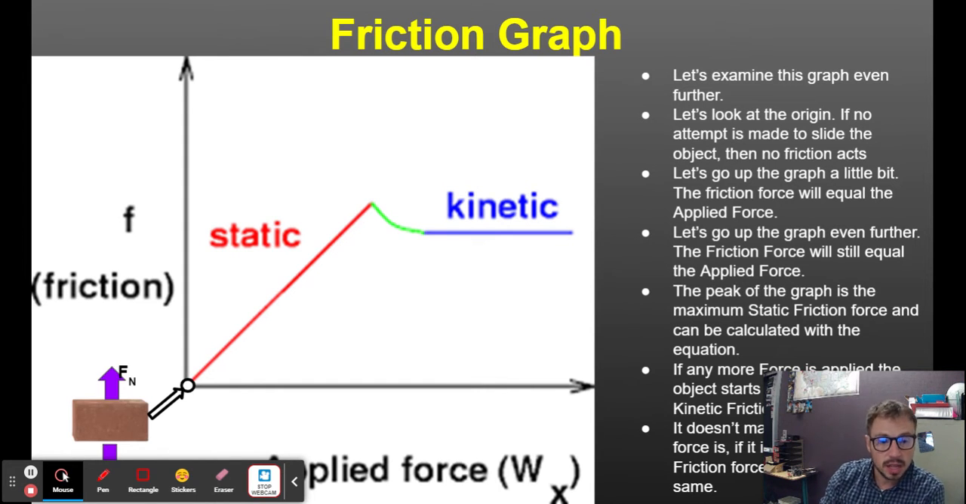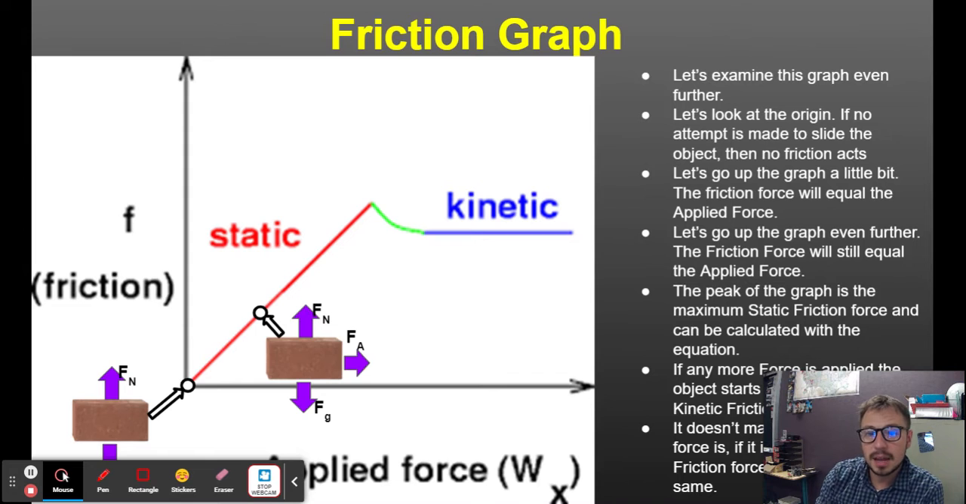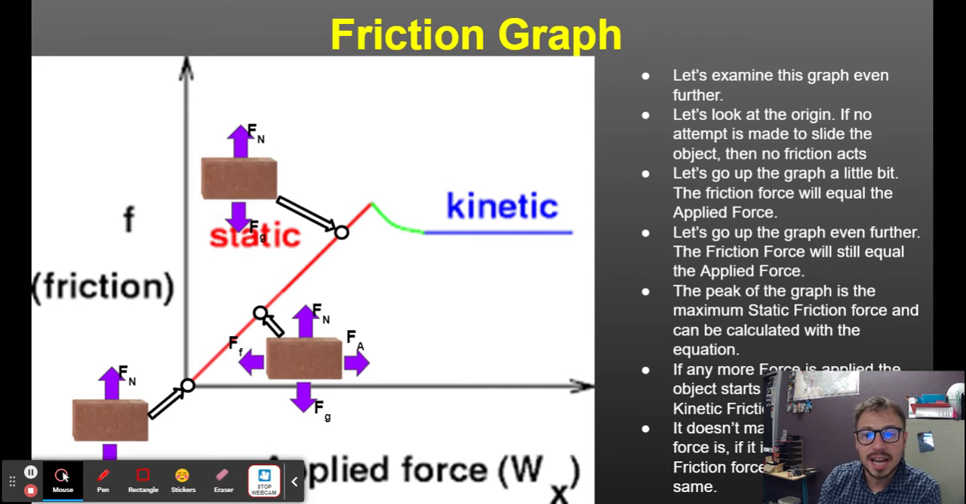So if we zoom in on this a little bit more, if we're looking at that bottom part, no attempt is made to slide this object. There's no applied force, so there's no frictional force. Now, if we go up a little bit farther, we'll notice that I push a little bit, but I have not overcome static friction. So my frictional force is going to equal the applied force, but opposite in direction. I push a little bit harder. I still have not overcome static friction. So I push harder, and I look at that frictional force. Well, it's going to match it.